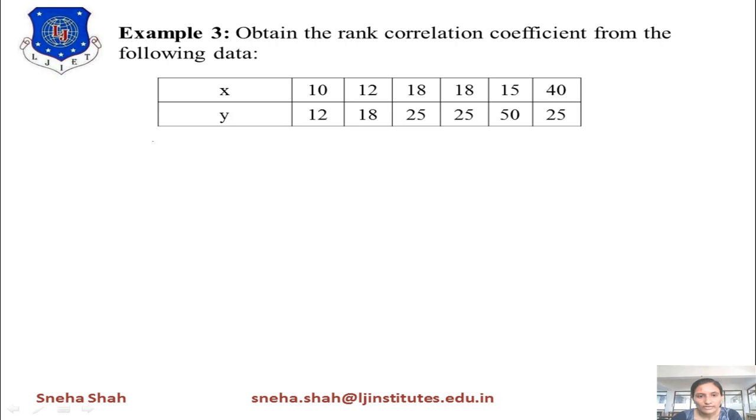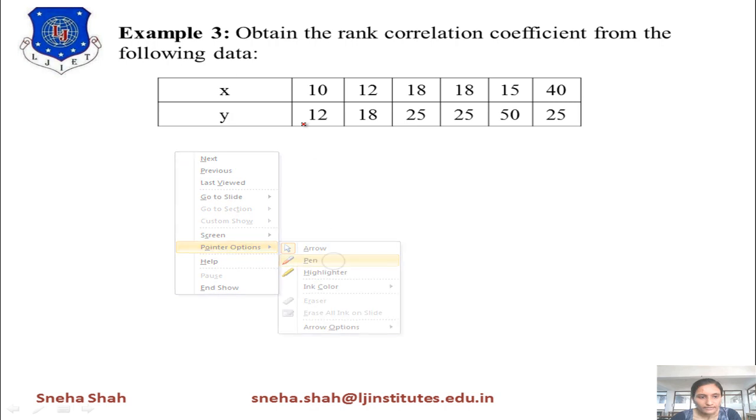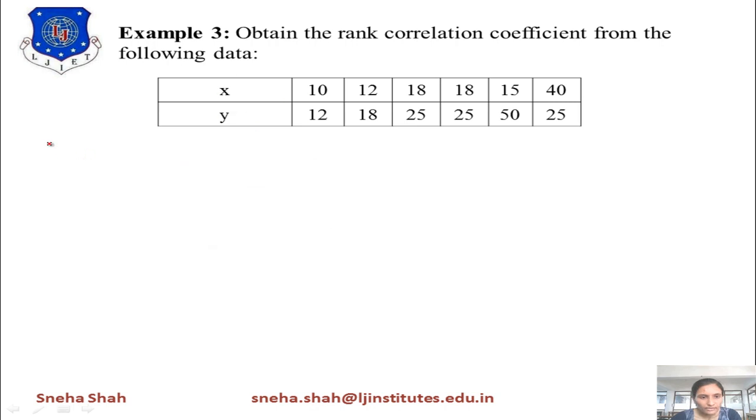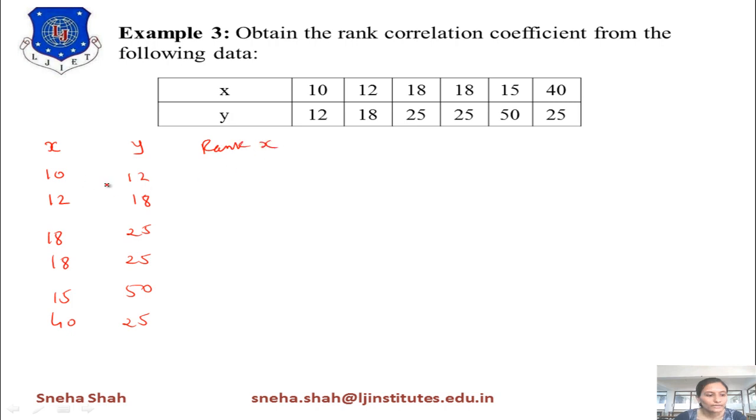So first of all, I am starting by writing this in terms of columns. So X will be written like this: 10, 12, 18, 18, 15, 40. Similarly, I will write down Y equals 12, 18, 25, 25, 50 and 25. Now from this I will give you the ranks. Now how will the rank be given?